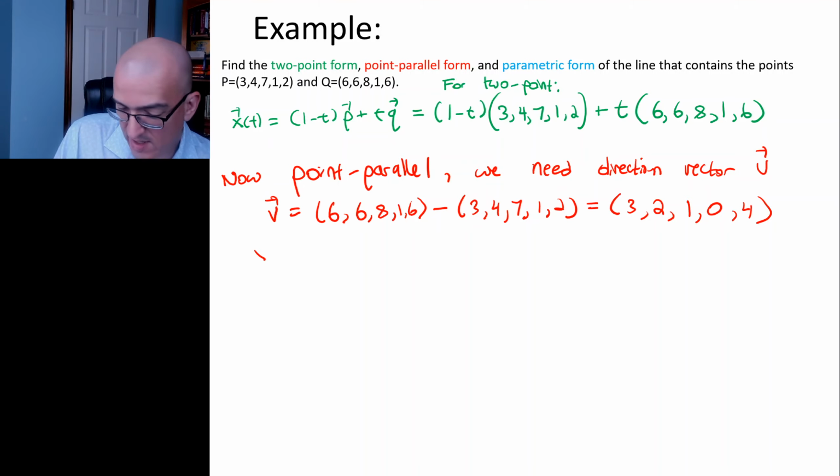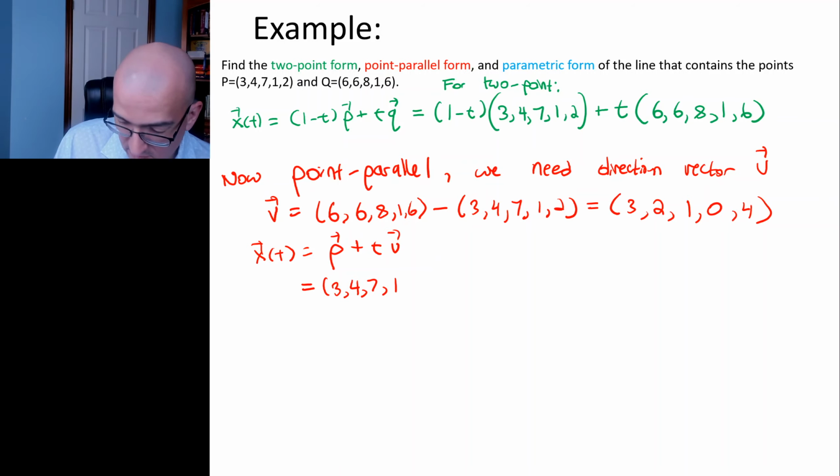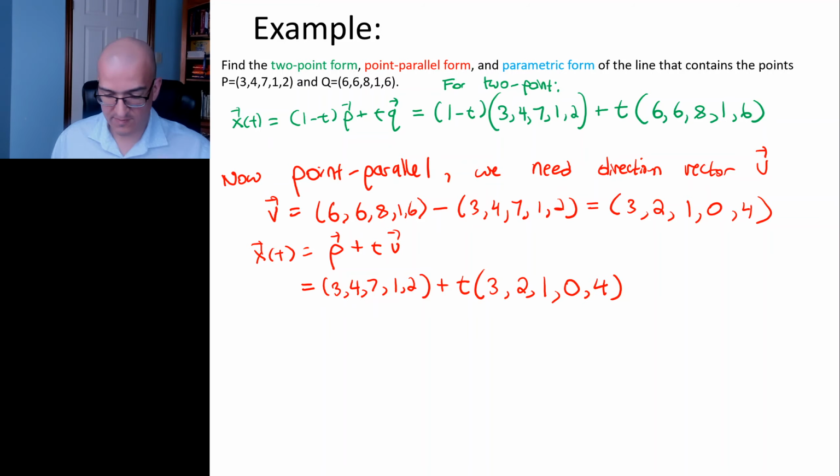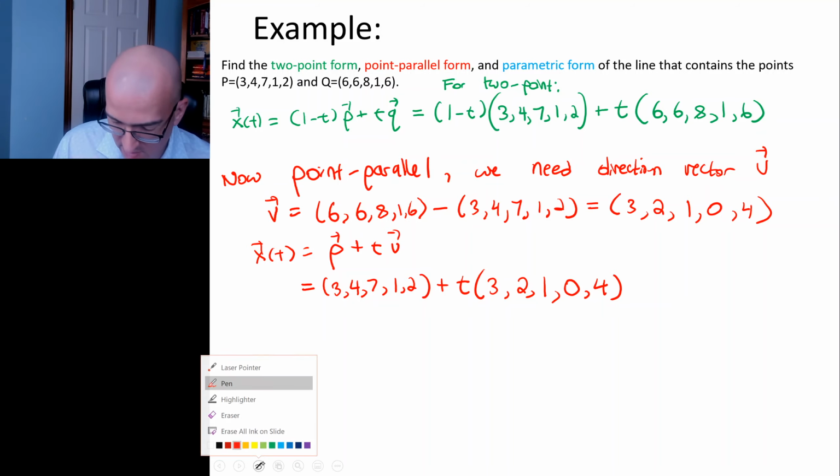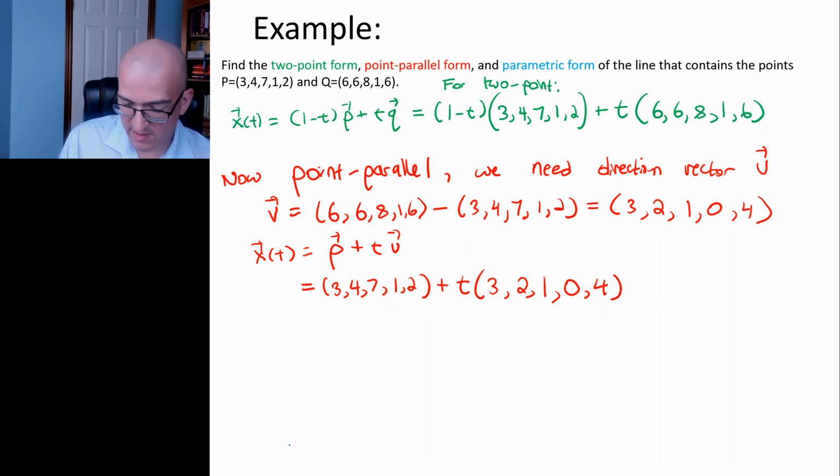Now, x of t is equal to one of the points, either p or q. I'll use p, plus t times the direction vector v. So that's going to be 3, 4, 7, 1, 2 plus t times 3, 2, 1, 0, 4. That's our final answer. Now the last one, parametric form, relatively straightforward to get.